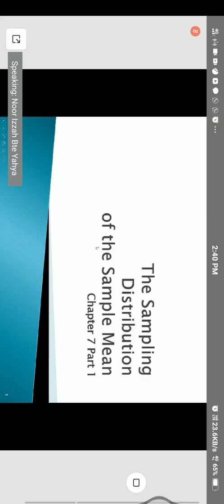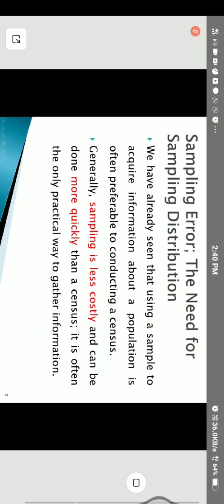Population. Okay, the sampling distribution of the sample mean. The sampling distribution of the sample mean. Okay, in this topic, we want to discuss sampling. In statistics, it is quite impossible to survey or to conduct research on the whole population. So normally we do sampling.